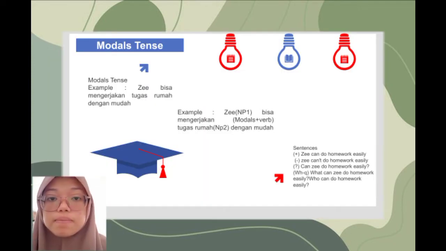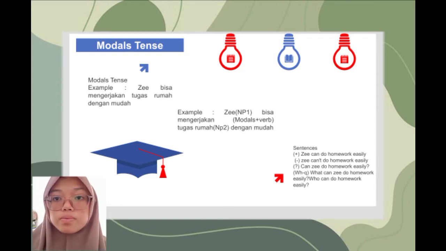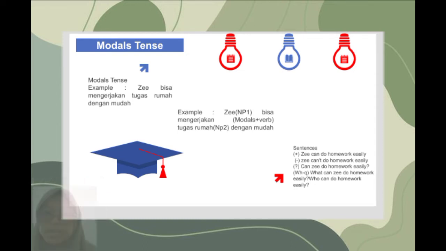Modal tense example, Z bisa mengerjakan tugas rumah dengan mudah. For example, Z and P1 bisa mengerjakan modals plus verb, tugas rumah and P2. Positive: Z can do homework easily. Negative: Z cannot do homework easily. Interrogative: can Z do homework easily? What can Z do? Who can do homework easily?